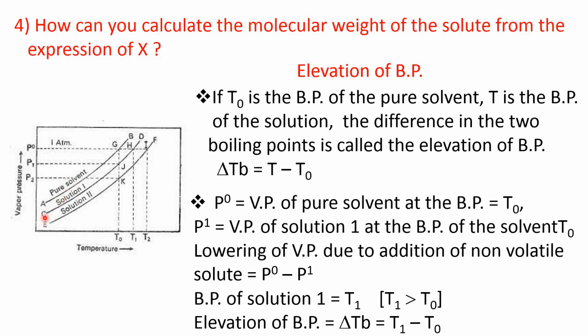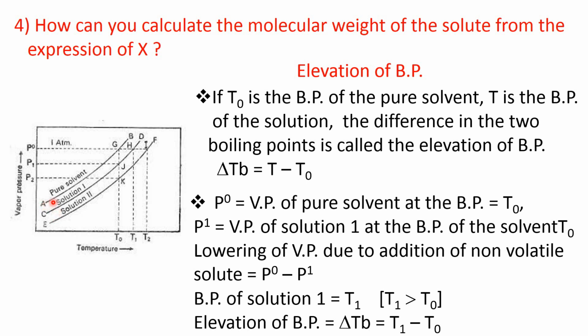Now the second one, that is CD, is the curve for solution number 1, where you have added a little amount of non-volatile solute, say sugar. The third one, EF, is the curve for the second solution, where you have added a little more sugar or non-volatile solute compared to the first one, right?